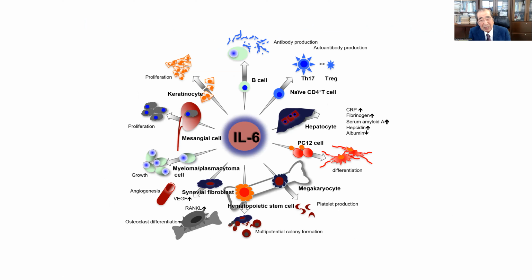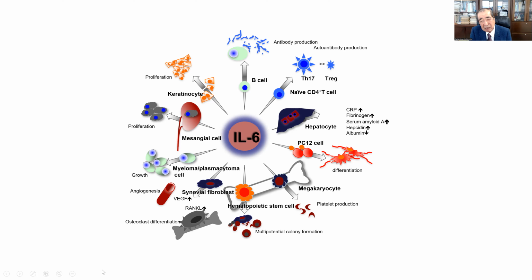Subsequently, many studies have been done. IL-6 acts on B cells and induces antibody production. It acts on T cells and induces inflammatory Th17 cells. And a very interesting function is that IL-6 functions as a hepatocyte stimulating factor, and induces C-reactive protein, fibrinogen, serum amyloid protein, hepcidin, and induces anemia, and reduces albumin.